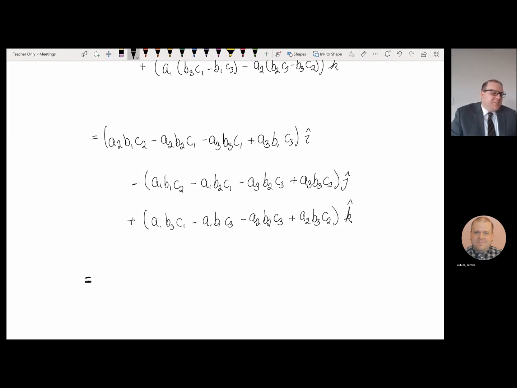Now we're going to do a little dark voodoo math. I'm going to add in an A1, B1, C1 into the I component. Of course, I'm not allowed to just do that, so I'm going to have to immediately subtract that out as well. So I'm just going to add 0 to it.